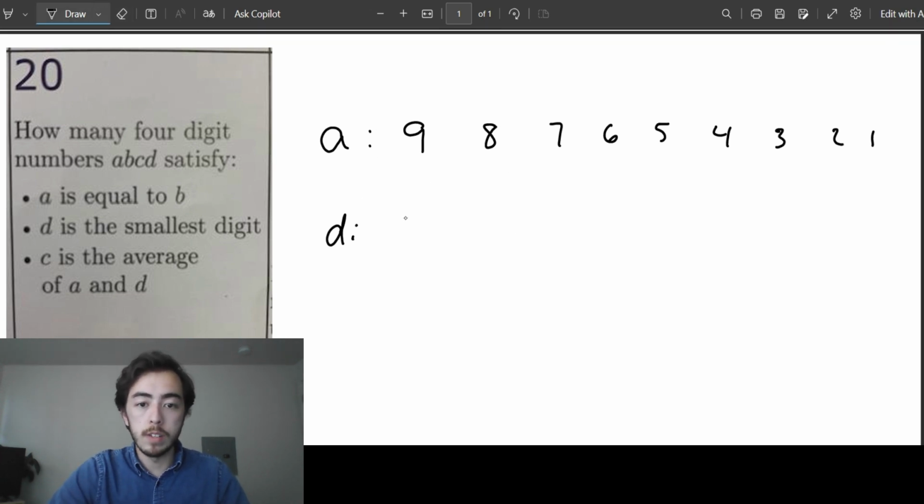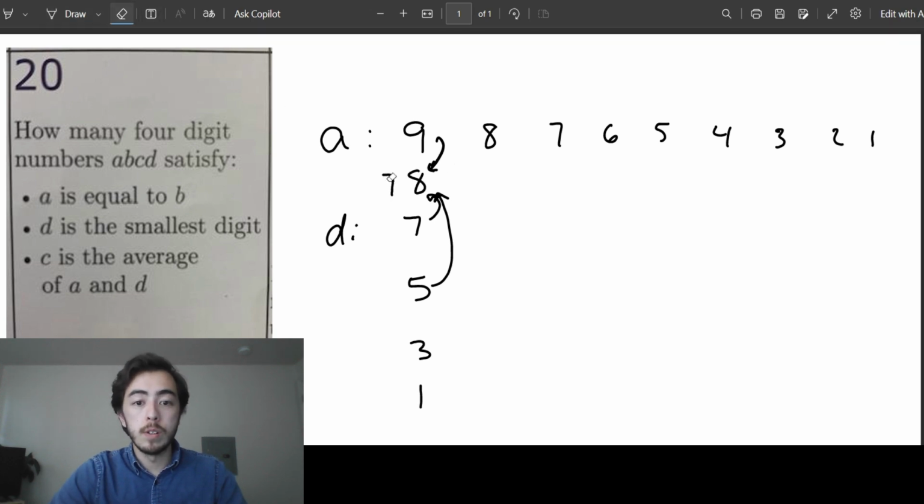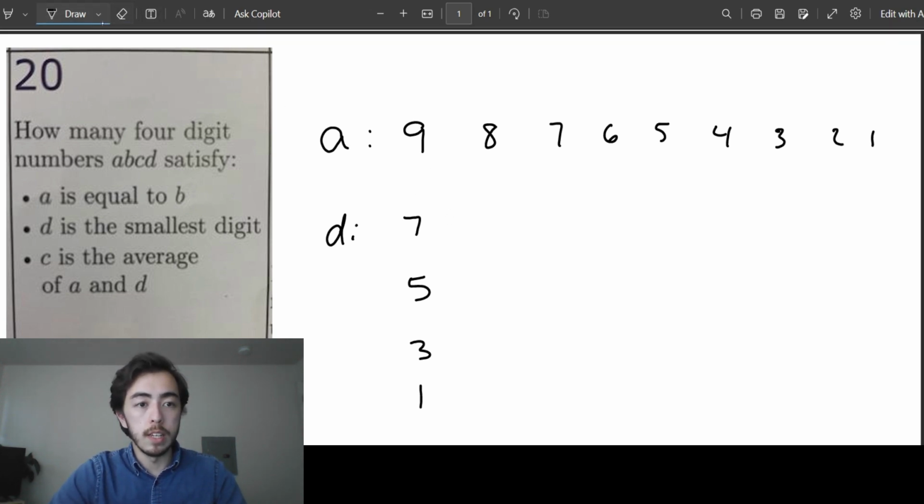So maybe D is going to be like 7, or 5, or 3, or 1. Sorry, wait. Yeah, that would work. Because then C would be the average of these numbers. So maybe if D is 7 and A is 9, C could be 8. If A is 9 and D is 5, then C could be 7. And so it looks like for any odd number D, I can find a reasonable average and set that to be the digit C.